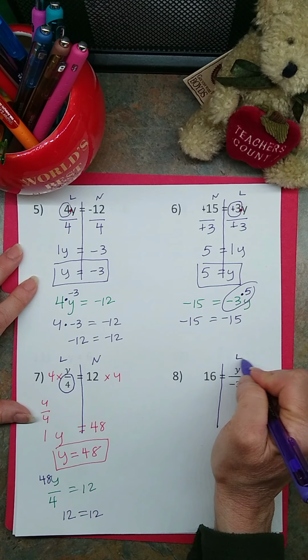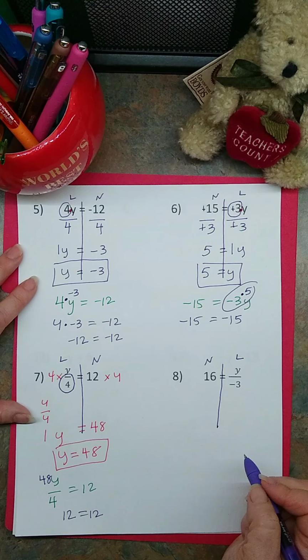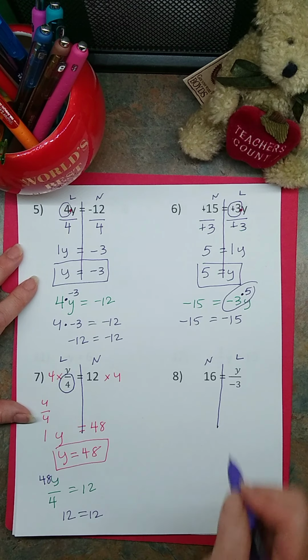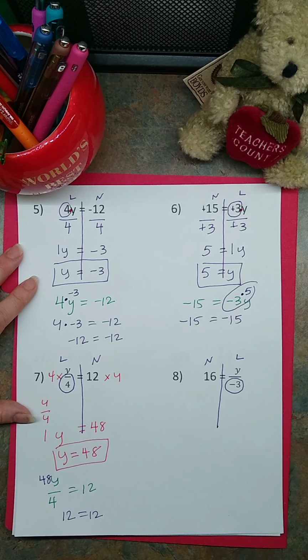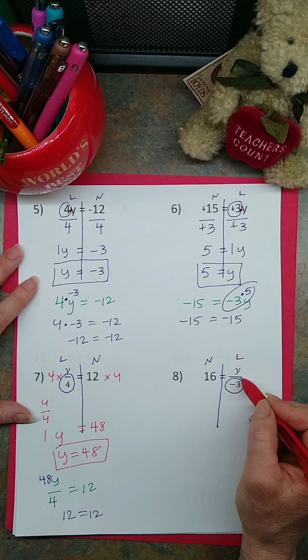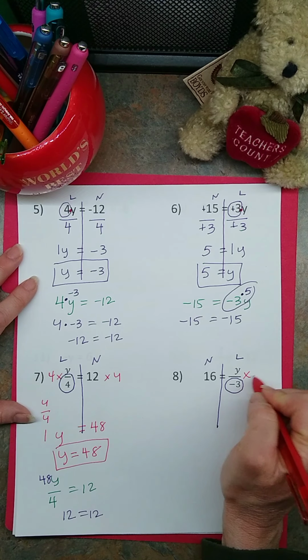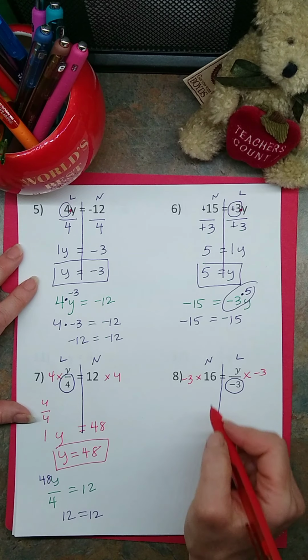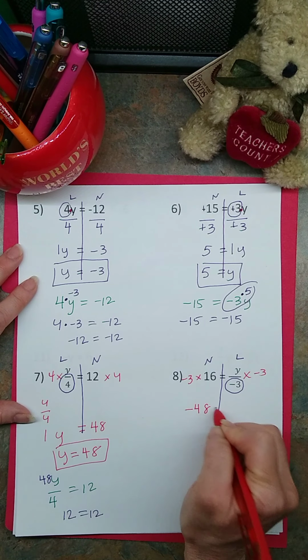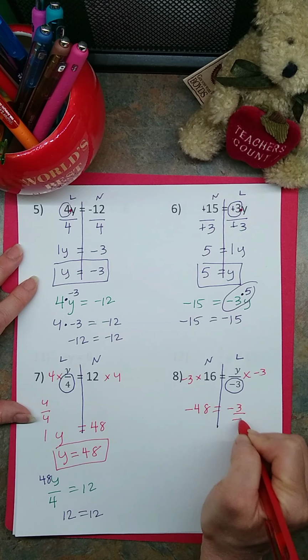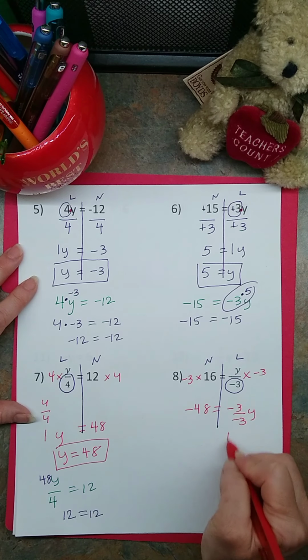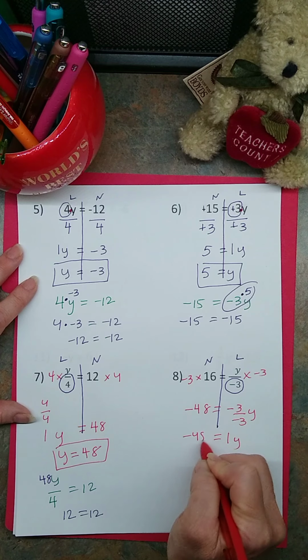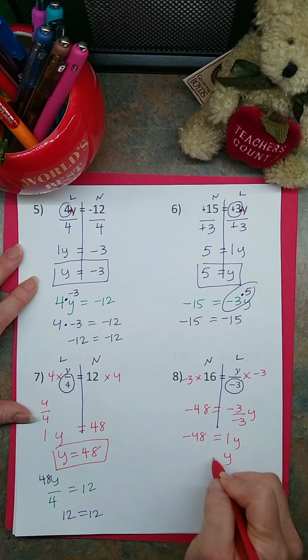Divide it. Letters. Numbers. What's on the wrong side? -3. What operation is this? It's divide. What's the opposite operation of divide? Times. Now, multiply those out. This is -3 over -3y. That's 1y. And 1y is just y.